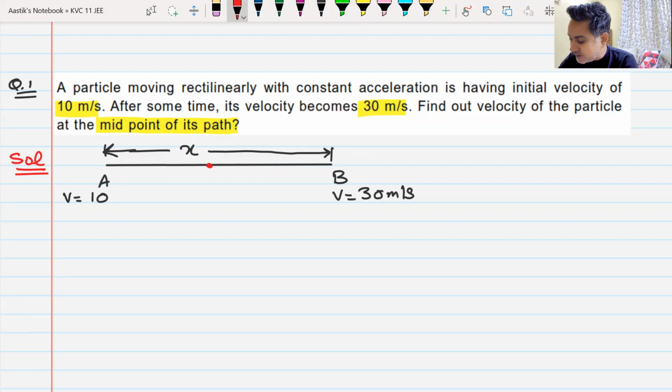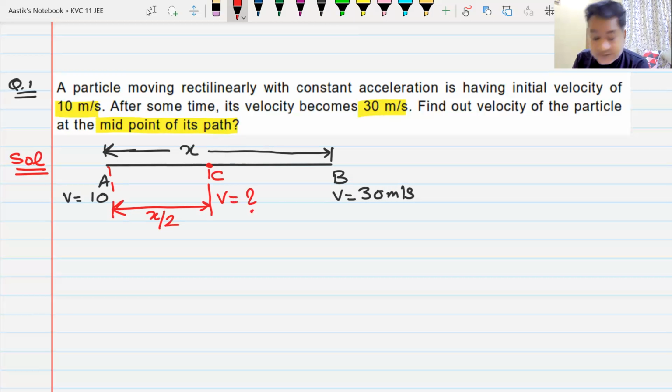Then I have a point C, which is midway between A and B. So the distance or the displacement from A to C will be x by 2. I have to find the velocity at this point, at the midpoint of the journey. How am I supposed to do it? First, I will make an equation from A to B, for which the data is given to me.